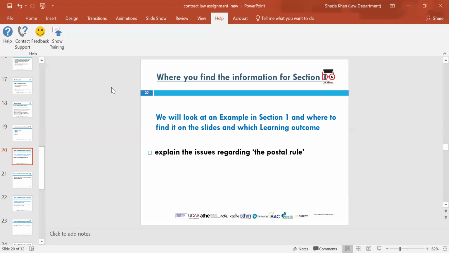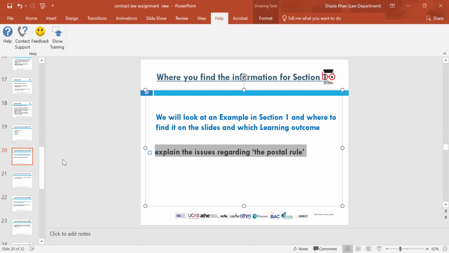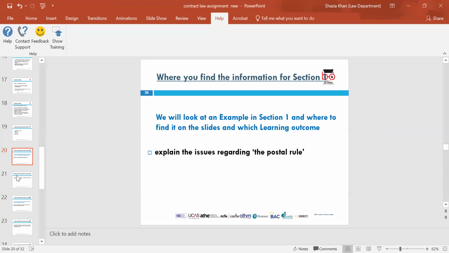And where you would find information for section 1. So this is just an example. I'm going to go through a part of each section and pick out a question, which I've done, and then show you where you can find that question and what learning outcome and what slides it's on. So we look at example 1 in section 1 and where to find it on the slides and which learning outcome covers this. The first one I took out was explain the issues regarding postal rule. This was just an example, but it will also help you and guide you.